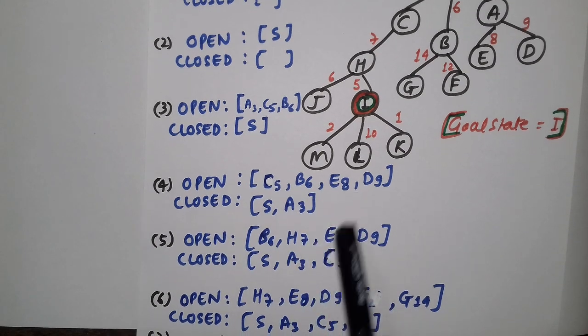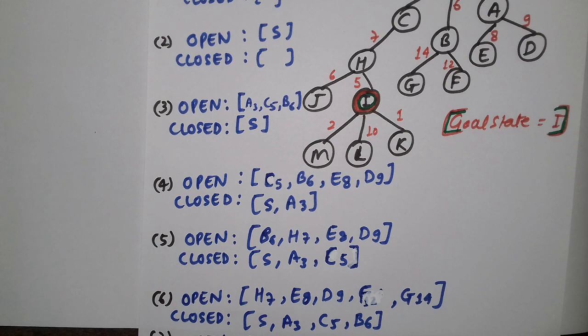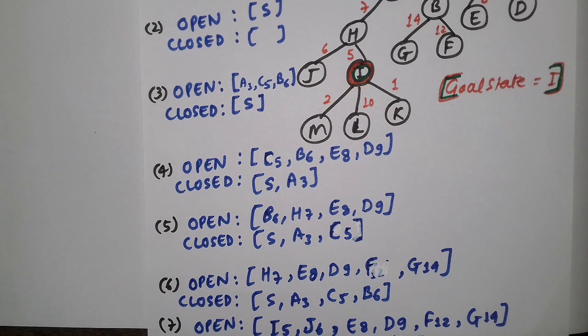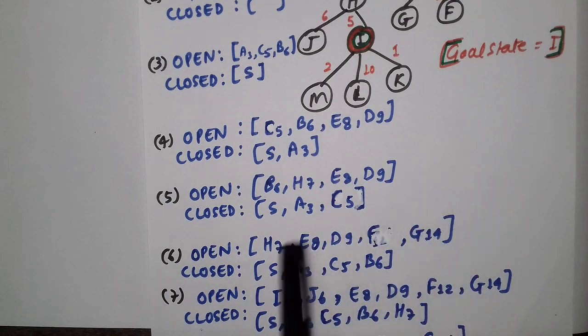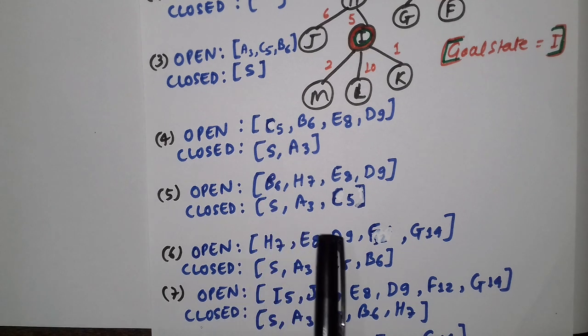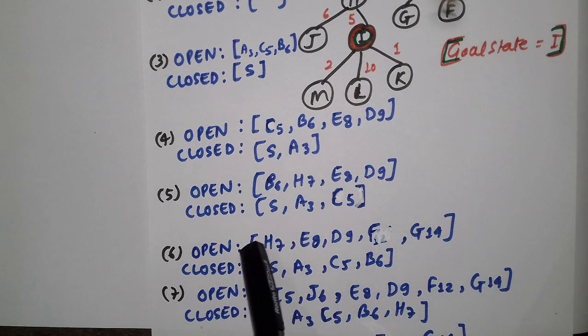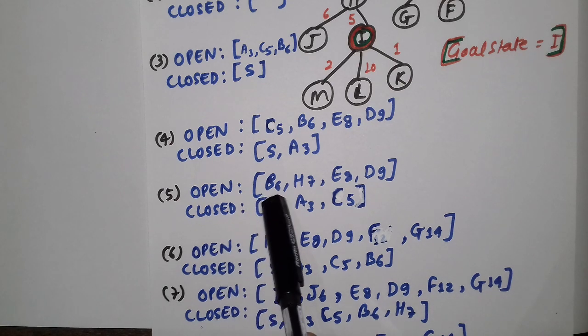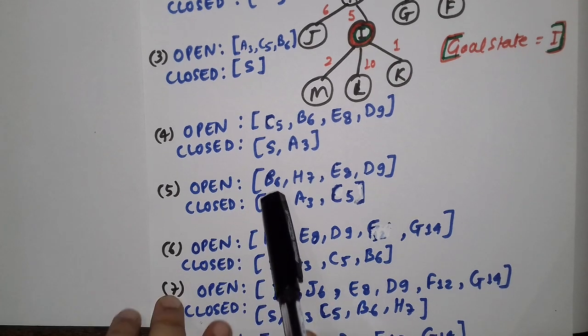B6, H7, E9, D9. I hope the things are clear. If you're in confusion, then I'll clear it out. So now we have B6 as the first element of the open list. Now as it is the first element of the open list, we have to traverse this one.